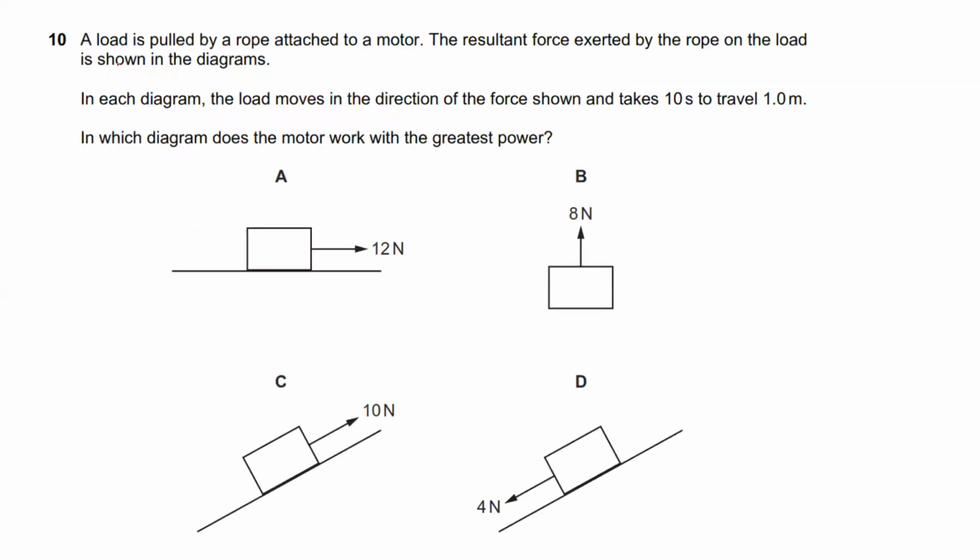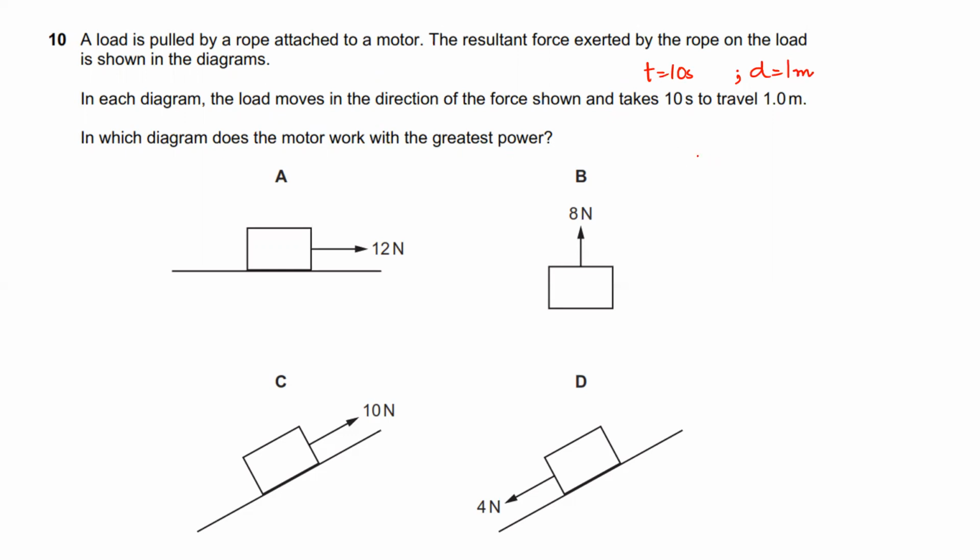Next question, question number 10. It says that a load is pulled by a rope attached to a motor. The resultant force exerted by the rope on the load is shown in the diagrams. In each diagram, the load moves in the direction of the force and takes 10 seconds. So the time is 10 seconds and the distance traveled is 1 meter. In which diagram does the motor work with the greatest power?